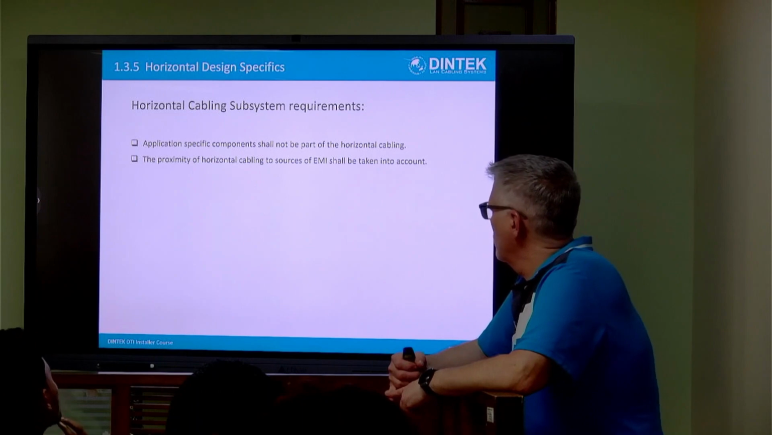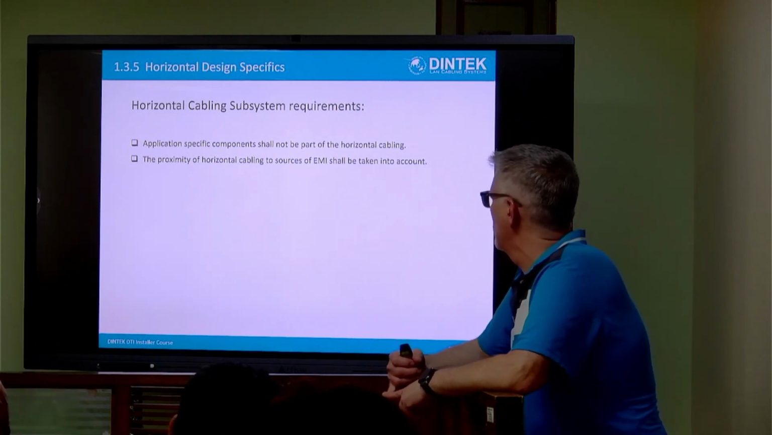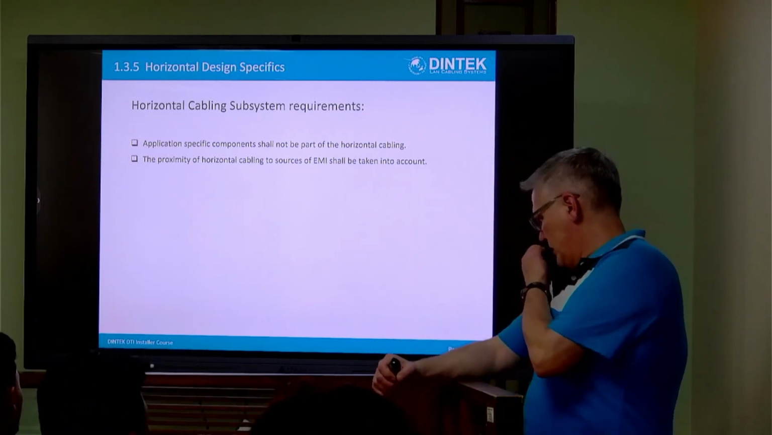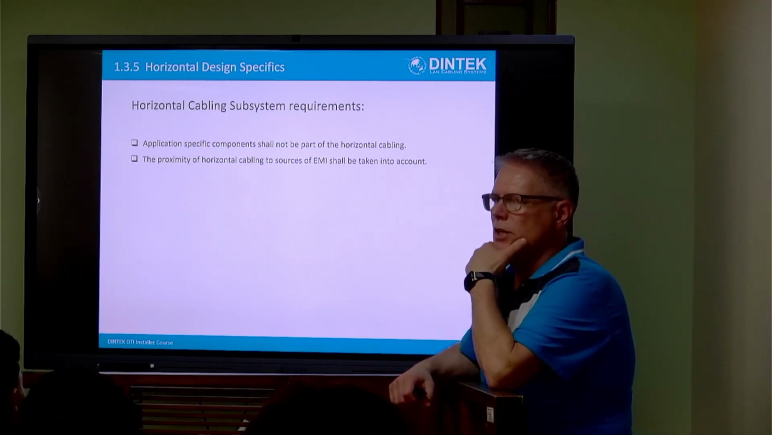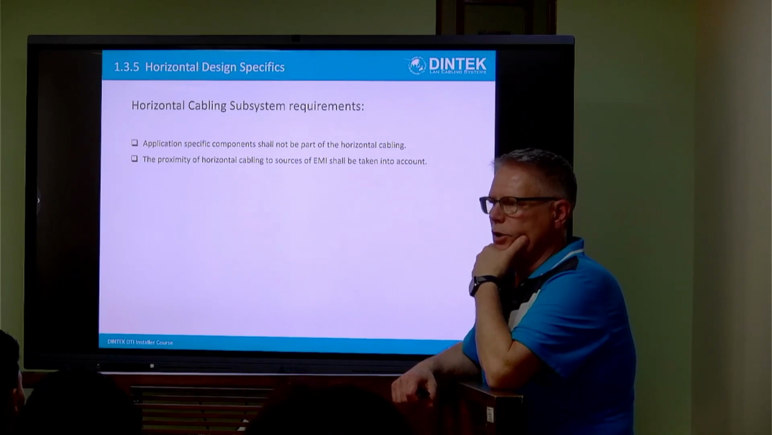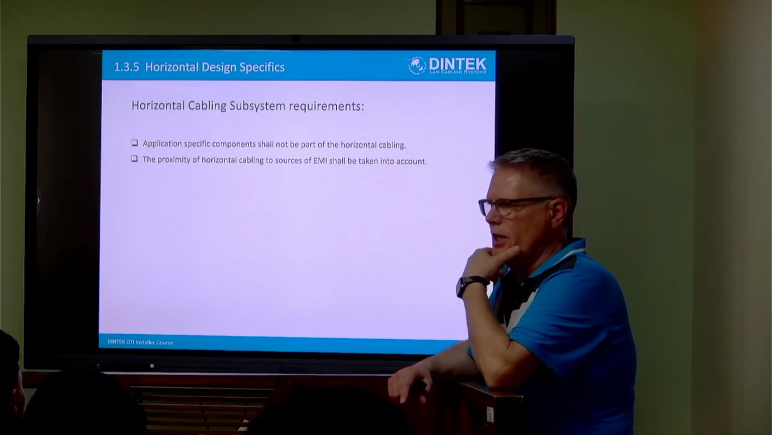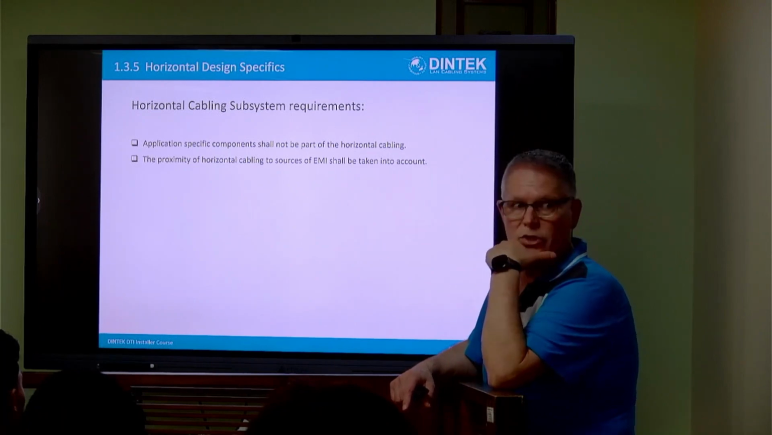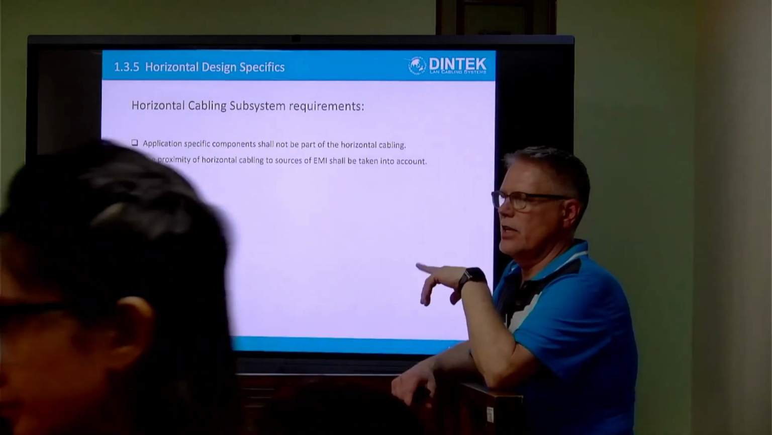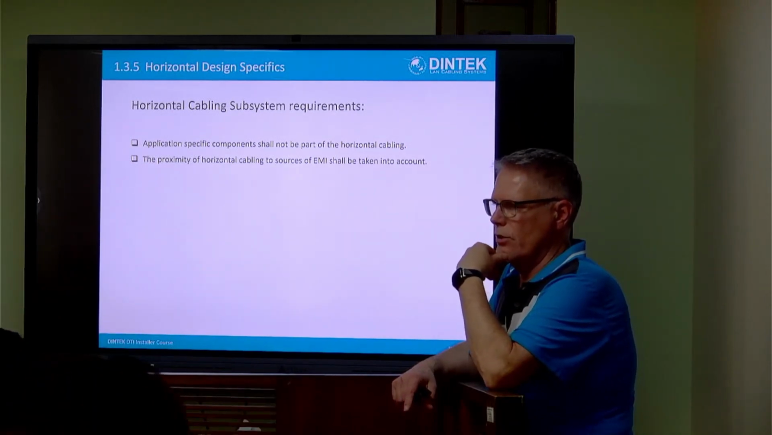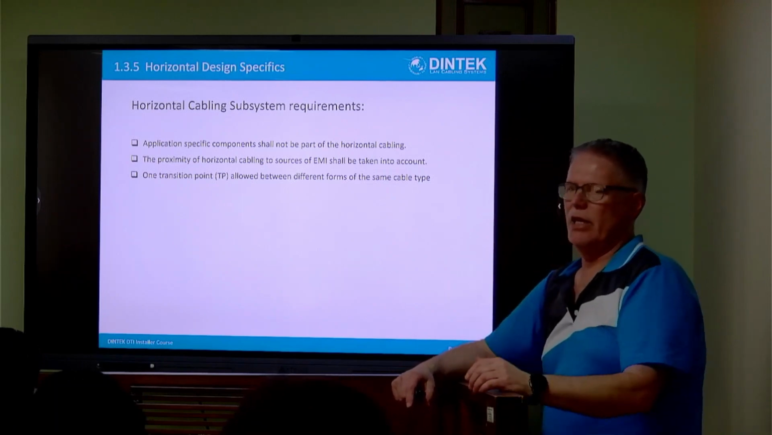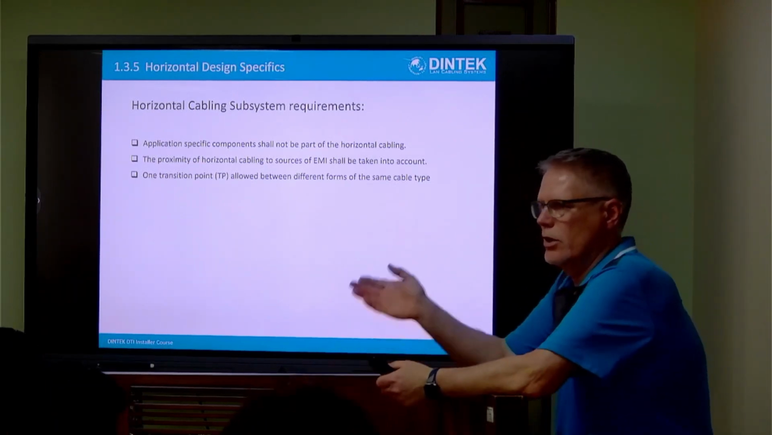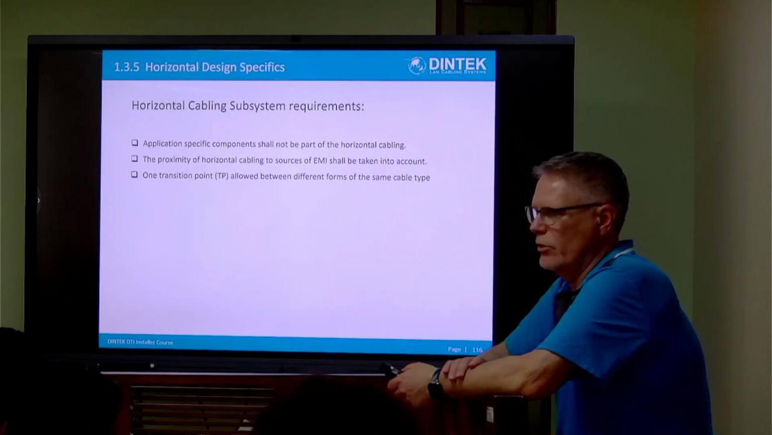Proximity of horizontal cabling to sources of EMI should be taken into account. So when you're running your cabling in ceilings or through pathways, you always need to make sure that you've got a good spacing between the cabling and any electromagnetic interference, whether it's power cables or security cables. You need to maintain a 300 millimetre distance. That's your minimum. At 300 millimetres, you can guarantee that you're not going to get electromagnetic interference.